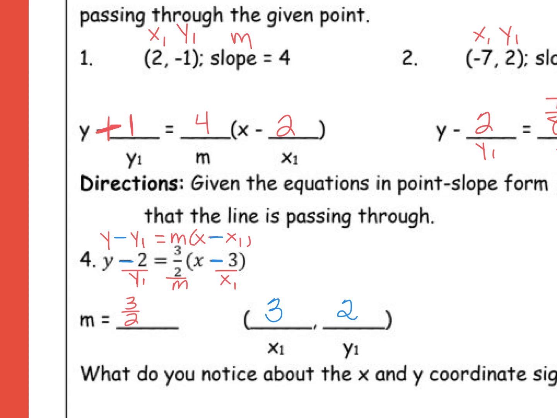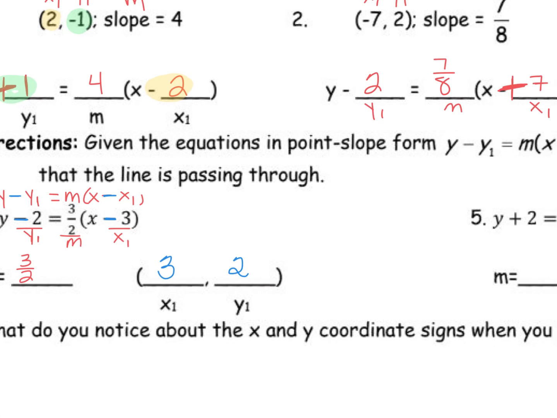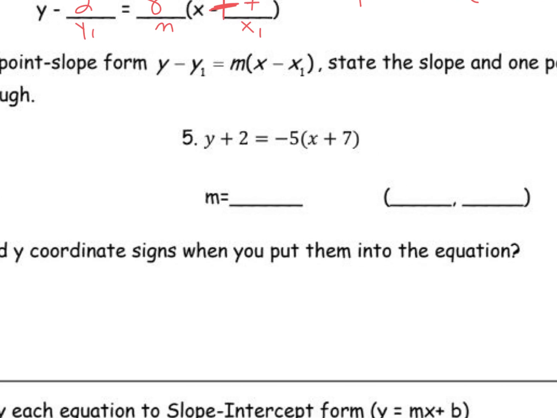right here. This was a minus 1, and when we put it in the equation, it became a plus 1. Our 2 was a positive 2, but when I put it in the equation with that minus in front of it, it became a minus 2. So notice when we plug those numbers into our equation, our signs change, and that's going to be a really big thing. So we can see that here as well.